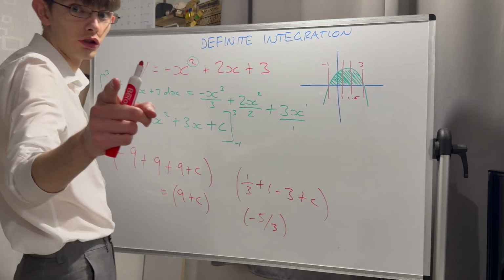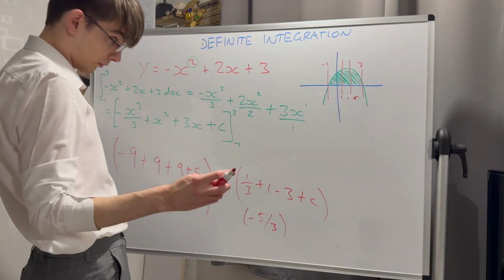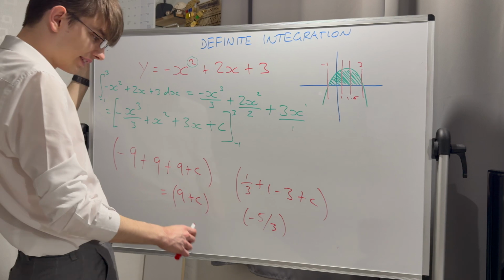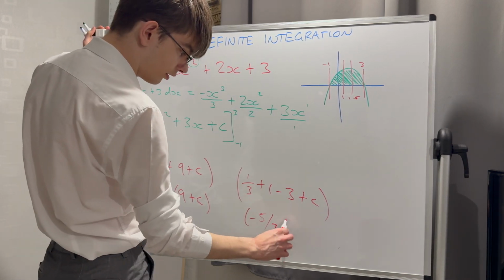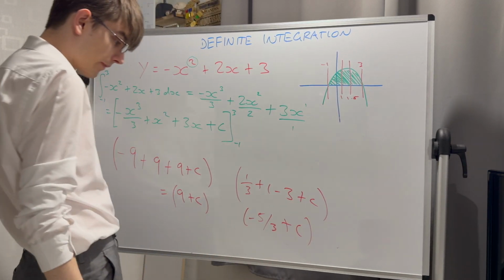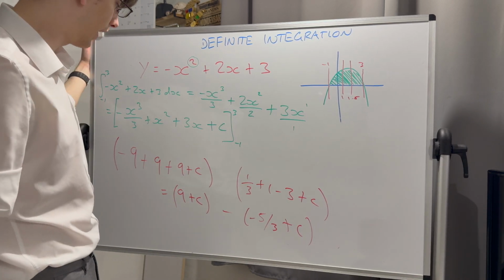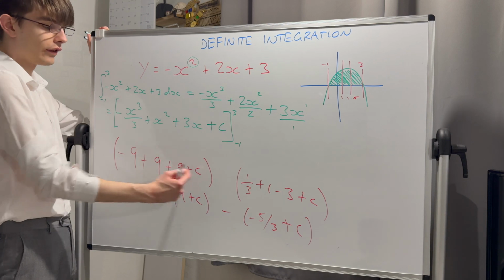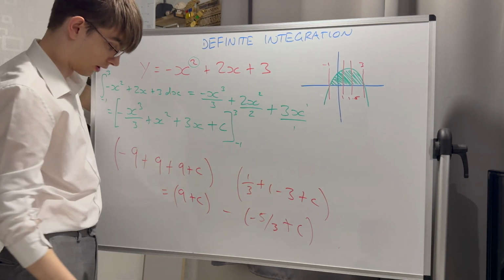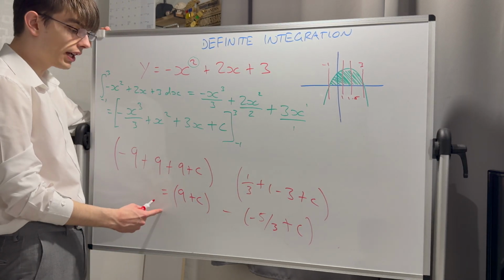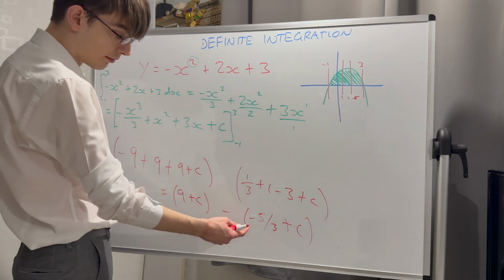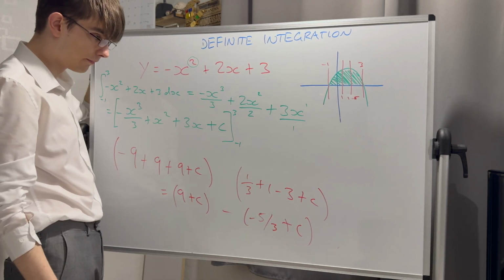No cuts, no edits just yet. We'll see. So I've got 9 plus c and then minus 5 over 3, and I've already forgotten my c, plus c. And then simply, I'm going to subtract them from each other. The biggest one in first minus the smallest one. So I get 9 plus c minus 5 over 3 plus c.